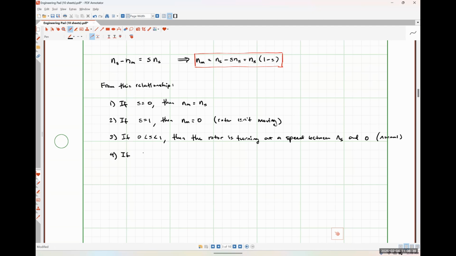If S is greater than 1, so if our slip is greater than 1, then that means NM is less than 0. So what do you guys think that might mean? Could be moving in the opposite direction. It's exactly what it means. So it just means our rotor is spinning in the opposite direction of our stator field.